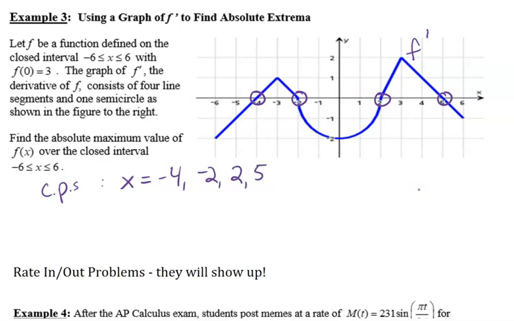And then we also need to consider our endpoints of -6 and +6. So we actually have a lot of candidates to test. I'm going to try and start over here to the left. So let's just go left to right. So f of -6 is going to be equal to, actually, I don't want to write it in that order.